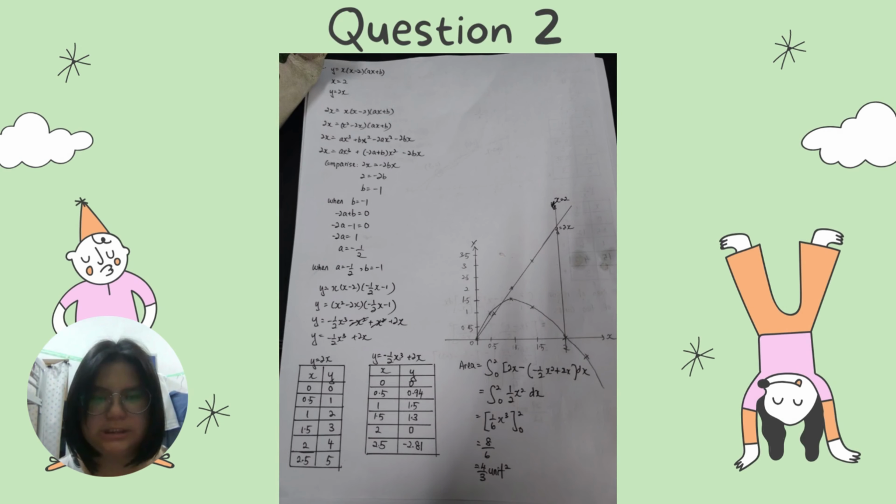The second question given is y equals x(x minus 2)(ax plus b). The second equation given is x equals 2 and y equals 2x. First the question asks me to find the values of a and b. So first I take y equals 2x and y equals x(x minus 2)(ax plus b).